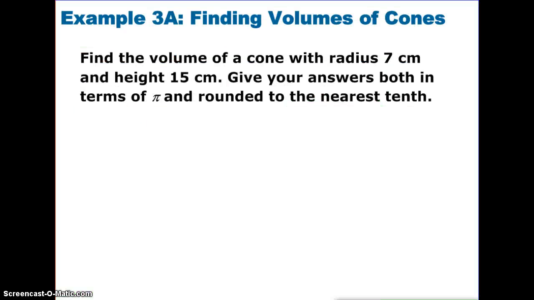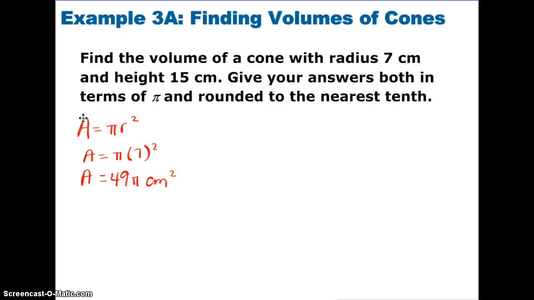So let's do a practice example. Find the volume of a cone with a radius of 7 centimeters and a height of 15. Give your answers both in terms of pi and rounded to the nearest tenth. The first thing we need to do is find the area of the base. The area of the base is pi r squared because it's a circle. We're given that the radius is 7, so that would be 49 pi is the area of the base, and that would be centimeters squared.